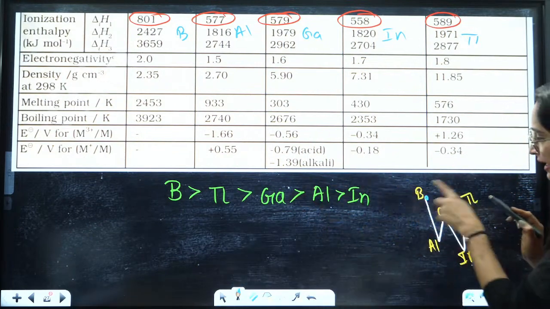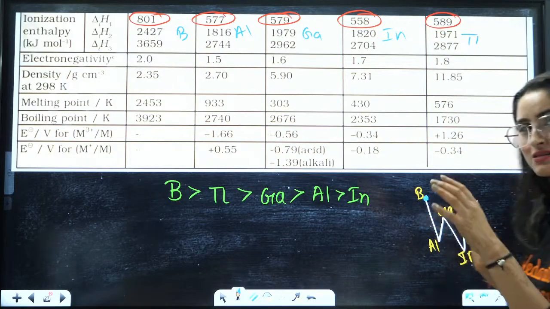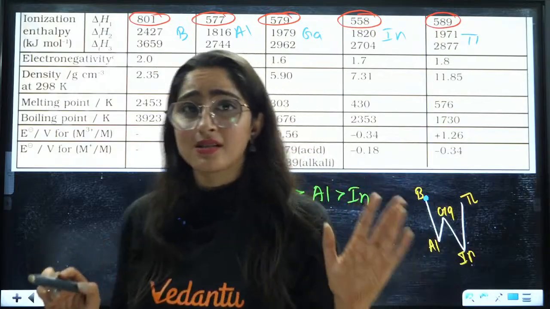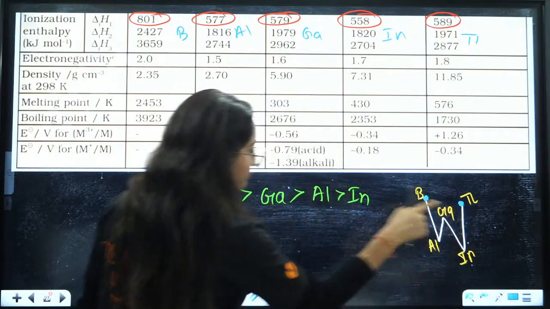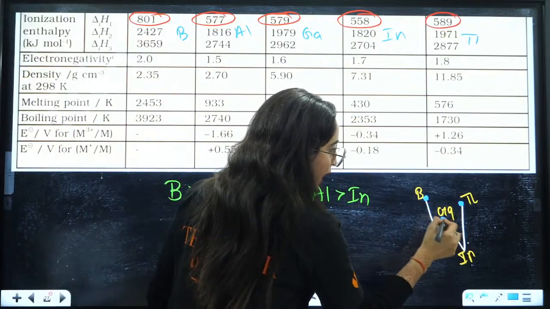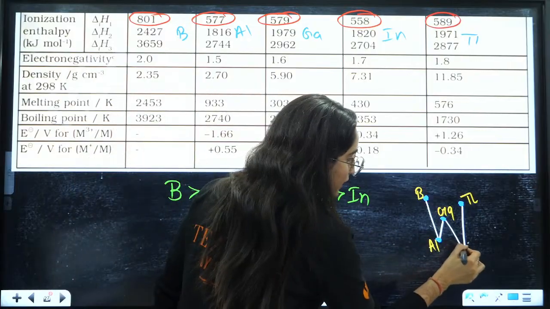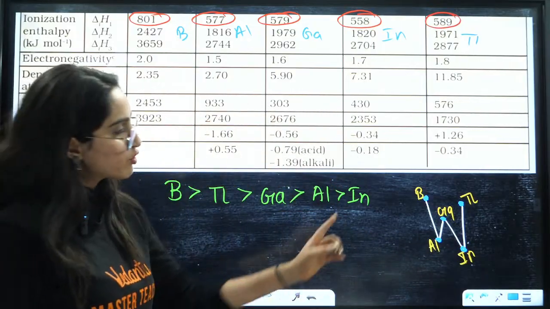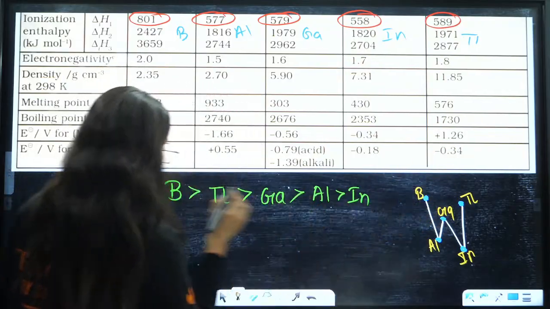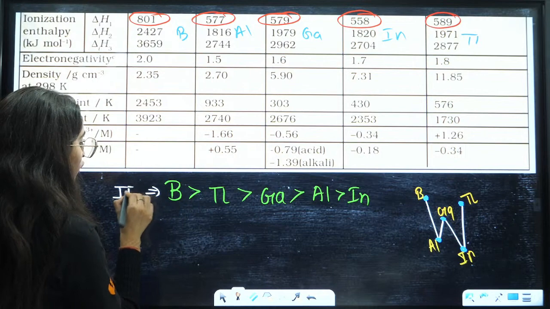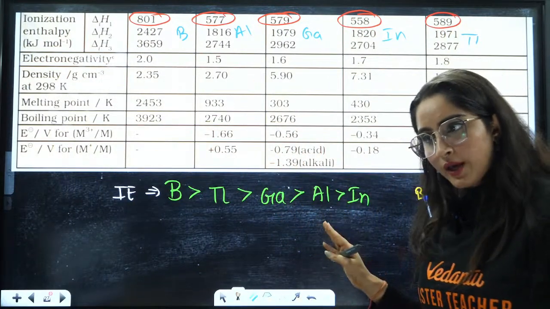This is the trend. This is how you need to remember the trend, right? This is boron, because this is a weird trend, okay? And that is why this is asked to you, right? Maximum is boron. After boron, you have thallium, right? After thallium, you have gallium. After gallium, you have aluminium. After aluminium, then you have indium, right? So from this W, you need to remember the trend of ionization enthalpy, okay?